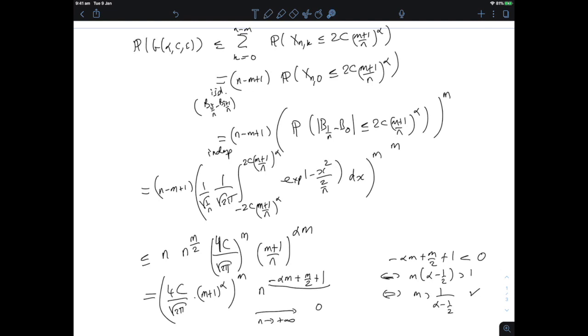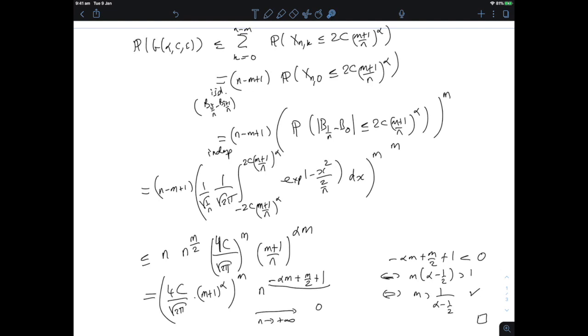And that tells us that the probability of g alpha c epsilon has to be 0 because it's smaller than this thing. That it's smaller than this quantity for every n, and I can take n arbitrarily large. And that really concludes the proof.